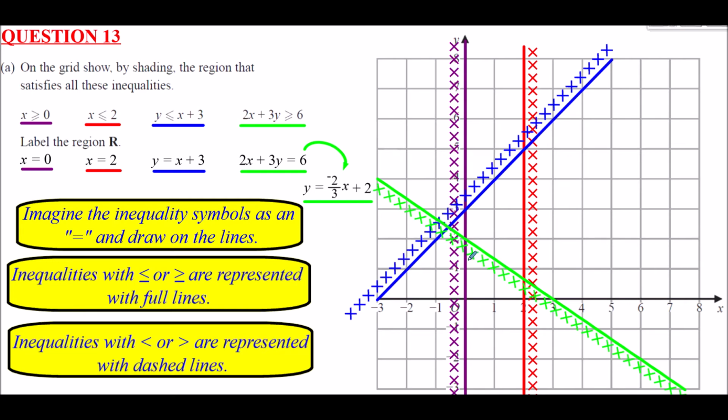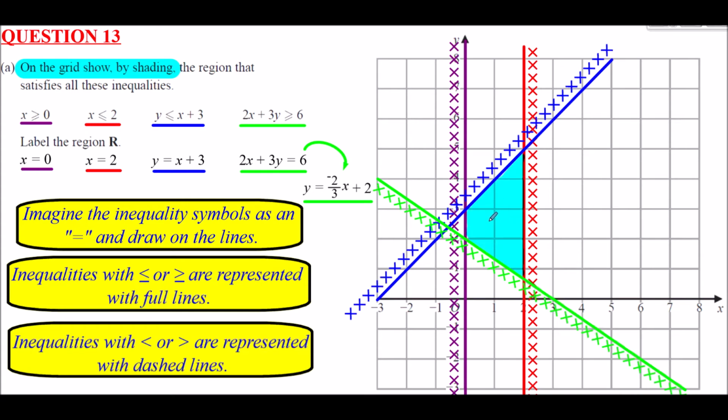Now we've drawn the 4 lines, and we've crossed off where we don't want the region. Therefore you should see this trapezium shape here, which is enclosed by these 4 different lines. That must be the region which is allowed. So what we need to do here is shade in this middle region. It does say show by shading, so I'm going to shade this in my blue colour. You just use your pencil and shade it in.